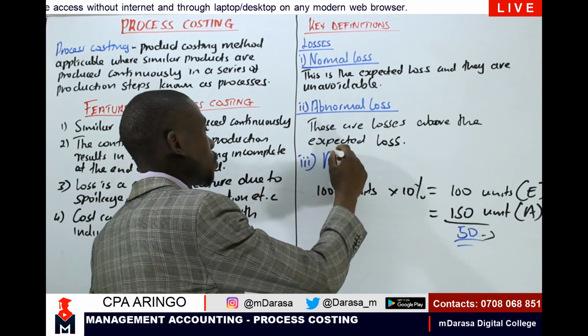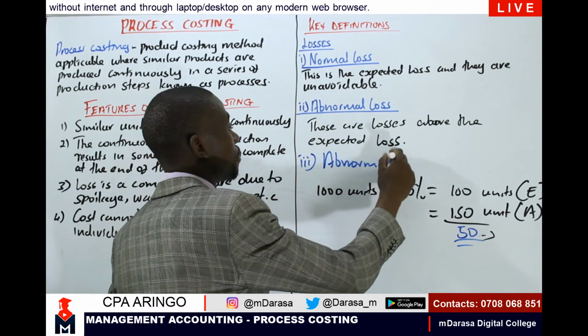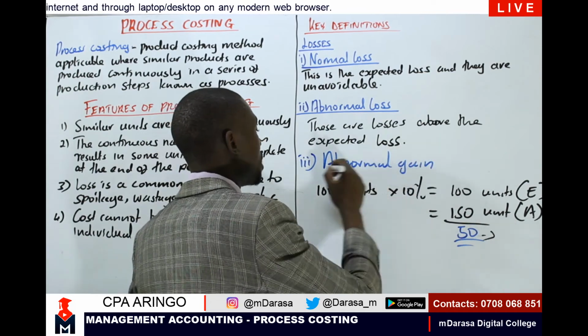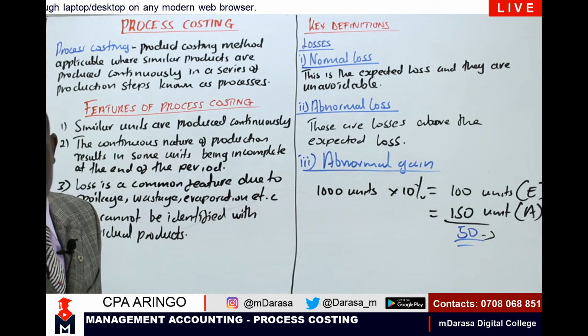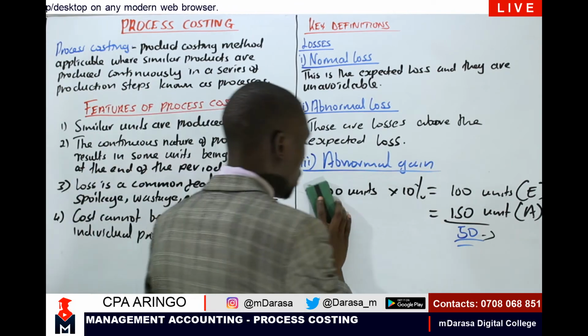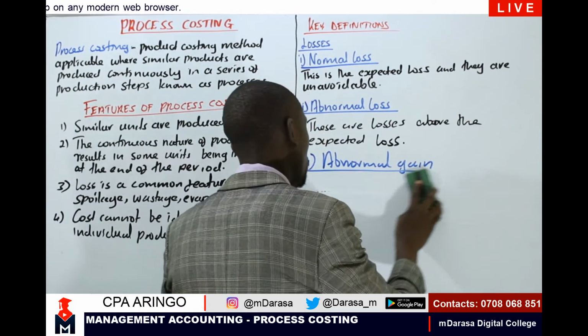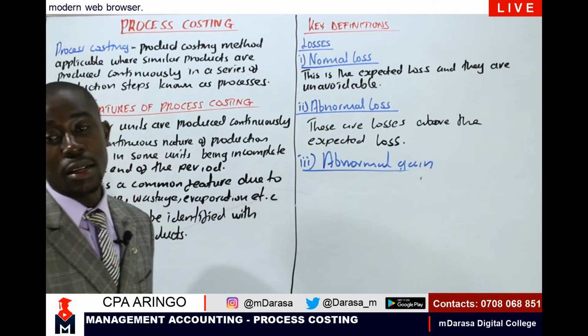Then the third definition that we should also have at the back of our mind is abnormal gain. What is abnormal gain? You'll find the same case with the concept of abnormal gain, which I also want you to understand very clearly.